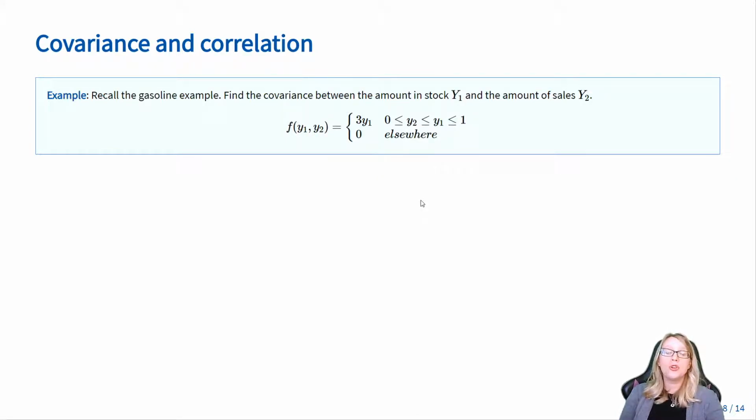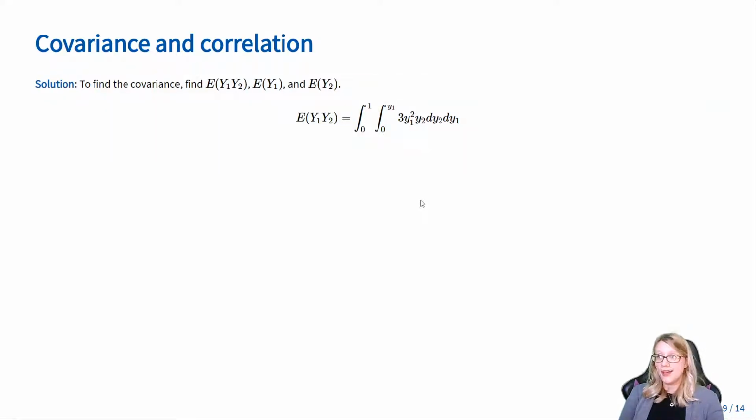We'd like to find the covariance here. So our joint PDF is 3y1, where 0 is less than y2, which is less than y1, which is less than 1. In order to find the covariance, there are three pieces that we'll need. We'll need the expected value of y1 times y2. We'll need the expected value of y1 alone and the expected value of y2 alone.